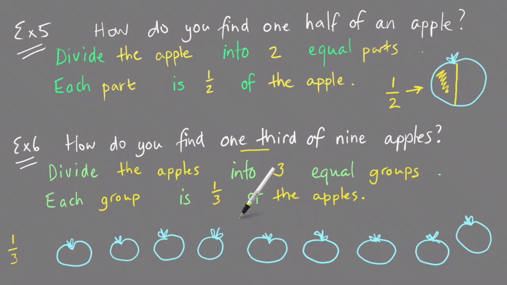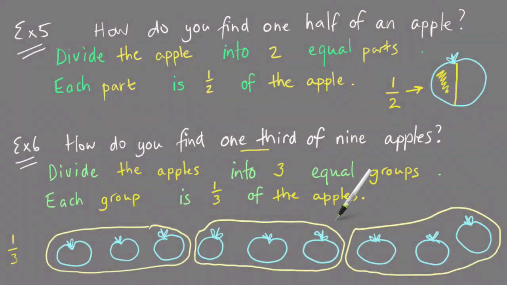And so now I'm going to divide these apples into 3 equal groups like that. And so there are the 3 equal groups, 3 apples in each group. And because I want 1/3 of the apples, or one group out of 3 groups, I'm going to shade the apples in this group here and point to that group. So there's my 1/3 of the apples.